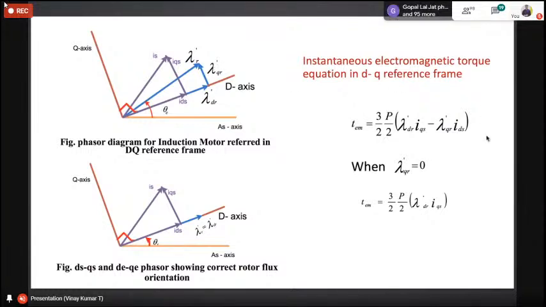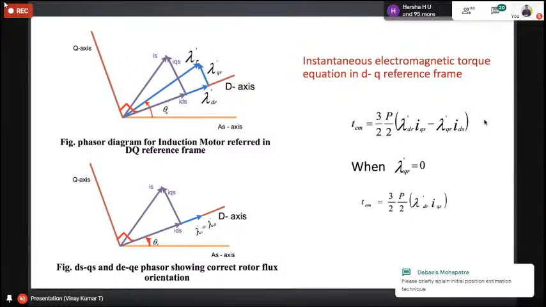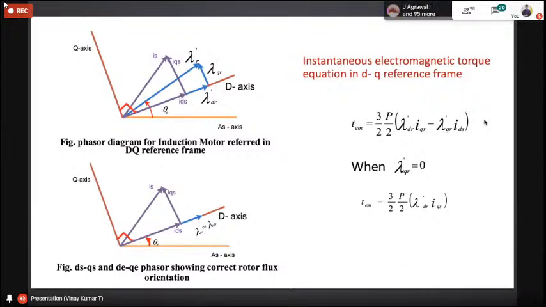Before applying the orientation, before transferring the D axis in phase with the lambda R position, the torque is fourth order. Once the D axis reference point is shifted in phase with lambda R, then what is happening? Lambda QR becomes 0. If lambda QR is 0, then what is the advantage? The fourth order equation becomes second order. So mathematically the number of state variables is coming down. Initially, torque has 7 state variables. After applying the Clark transformation, the torque becomes a fourth order equation. The torque depends on 4 state variables.